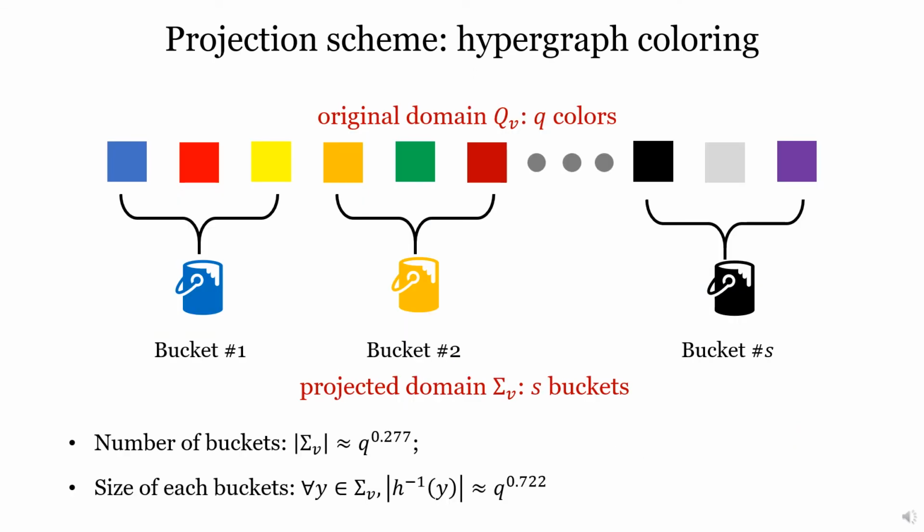For example, our projection scheme for hypergraph coloring is as follows. The original domain is Q_v, the set of Q colors. The projected domain is Sigma_v, the set of S buckets. The number of buckets is around Q to the 0.227, and the number of colors in each bucket is around Q to the 0.722.